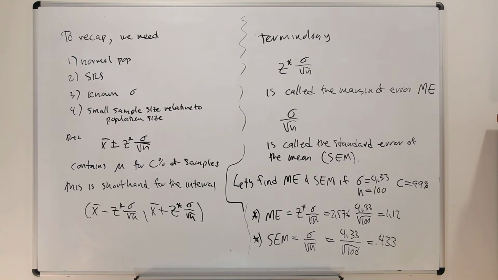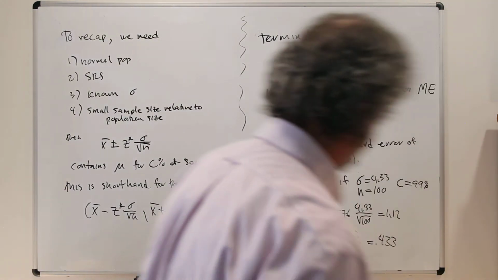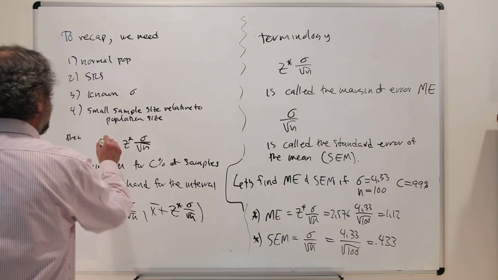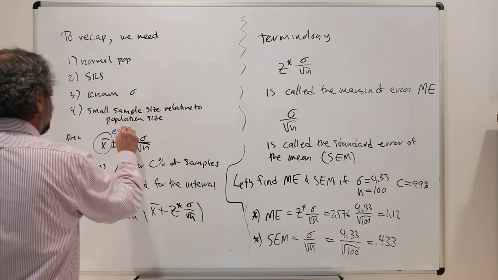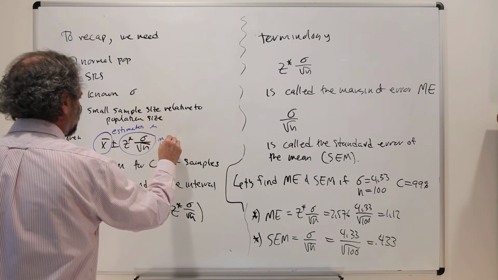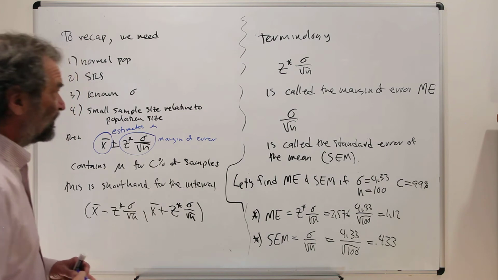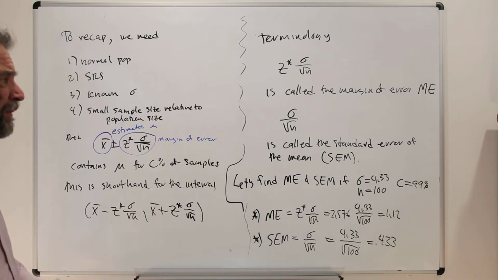This is shorthand for the interval x bar minus c star times sigma over root n and x bar plus c star sigma over root n. Terminology going along with this process, the z star sigma over root n, we said over there that ordinarily this thing here would be an estimate, and this thing here we call the margin of error. Okay, so z star sigma over root n is called the margin of error, sometimes called ME.